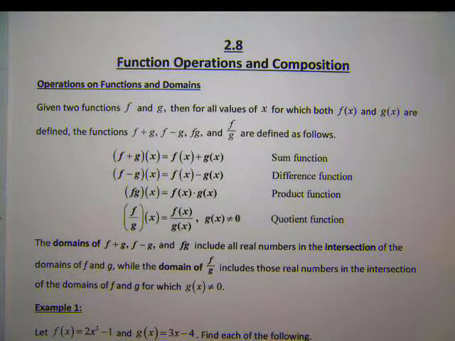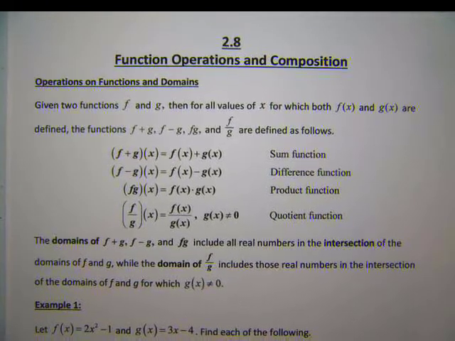2.8 function operations and compositions. The first thing is the operations, and the operations are very easy because it is what you are used to: adding, subtracting, multiplying, and dividing. So the definition is straightforward.